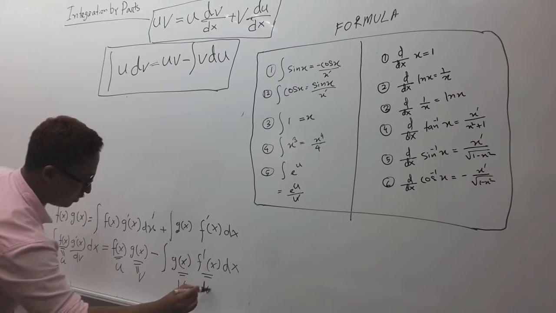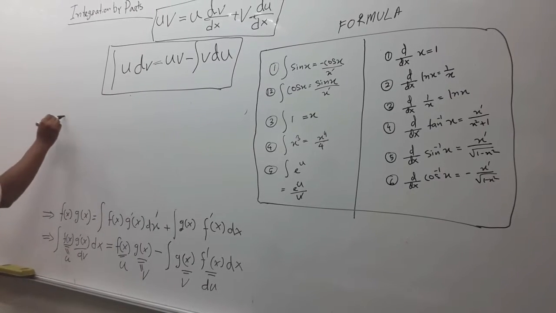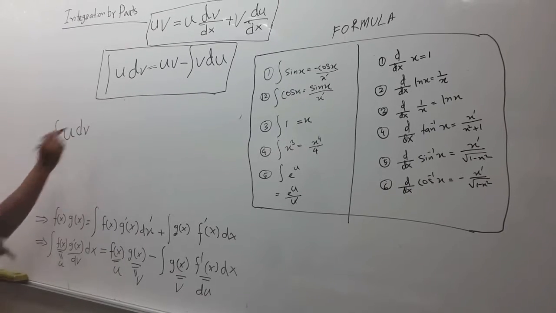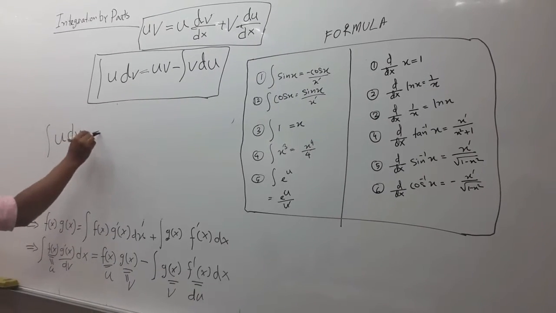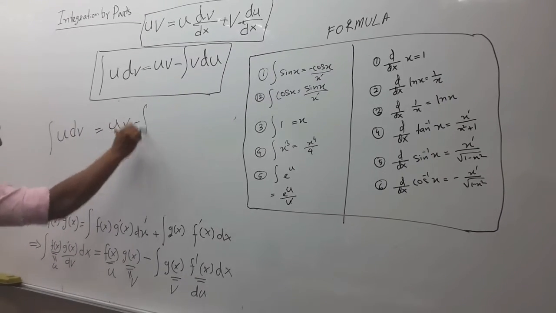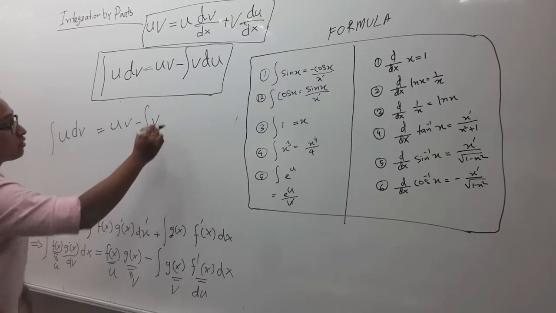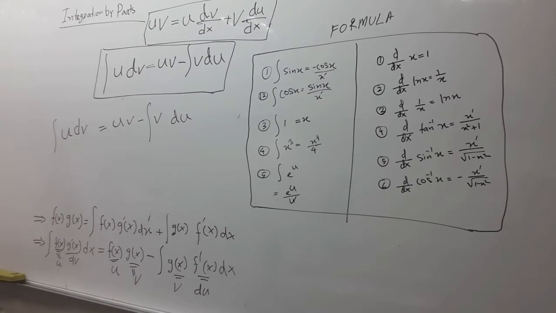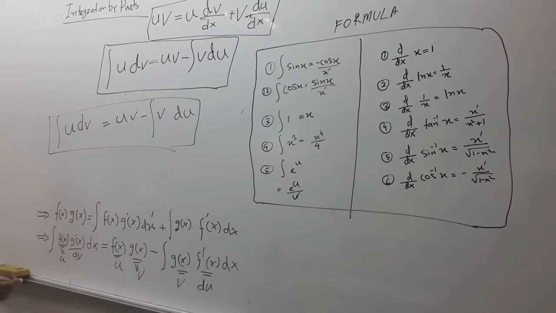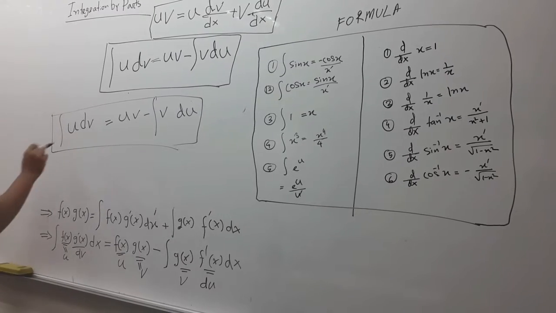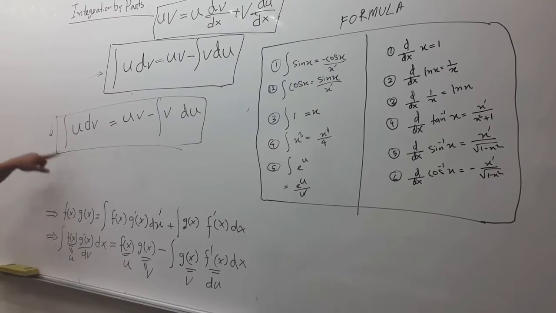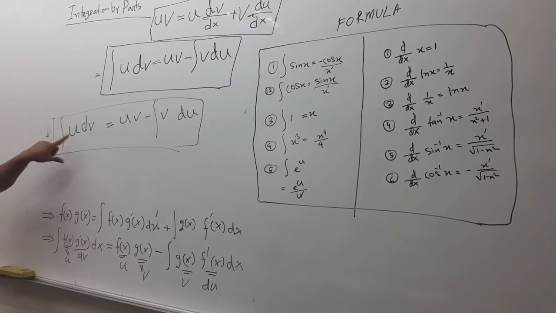So if you write it in another way, you can write integration of u dv equal to uv minus integration of v du. Okay, so you can see we get back the original equation from this. So that's how we can get the equation for integration by parts.